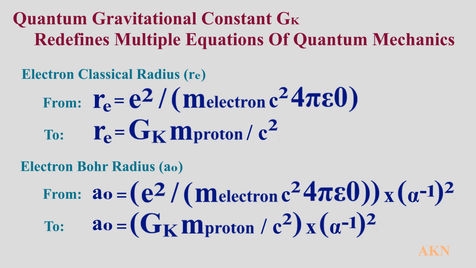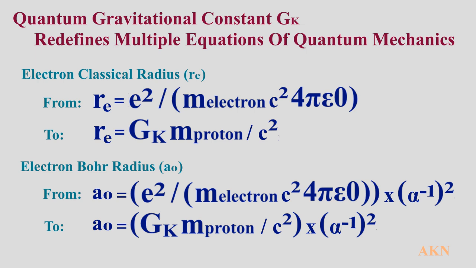The terms of the reformulated equation clearly reveal that the so-called electron classical radius is in fact the basic proton's gravitational energy quanta, and this confirms the fact that everyone knows that the electron classical radius cannot be measured.